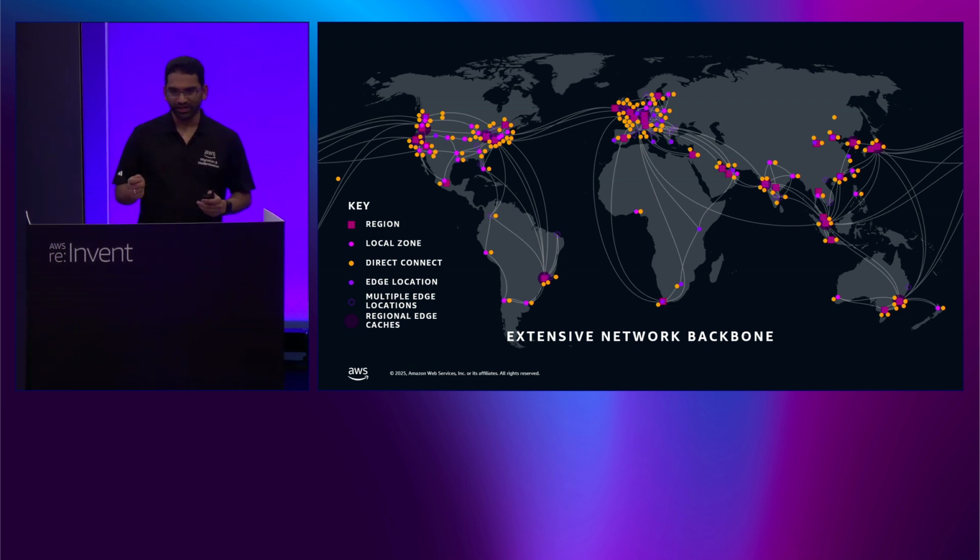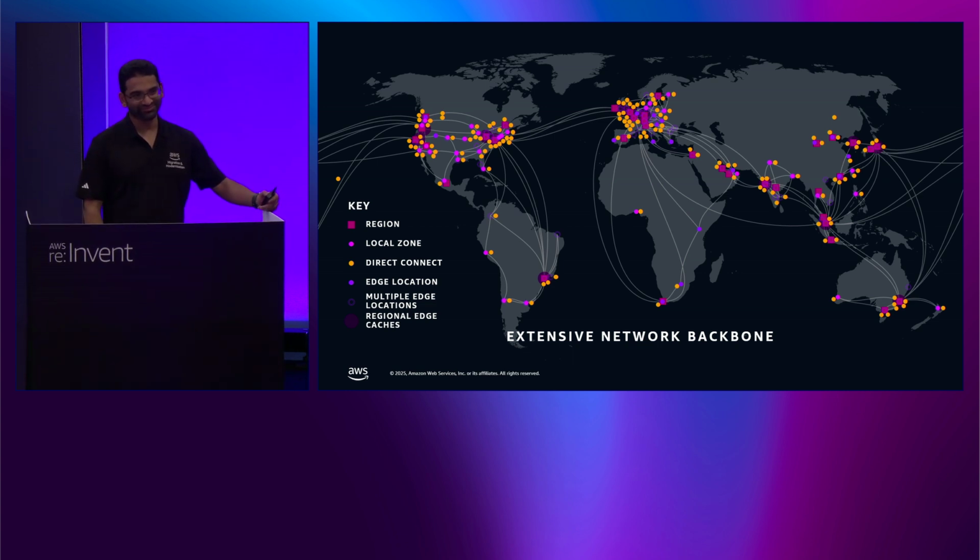Quick question, does anybody know the length of AWS's fiber? If you don't, Matt Garman actually hinted to this in his keynote yesterday. It's actually 9 million kilometers. That is giving you the high-speed, low-latency global coverage.